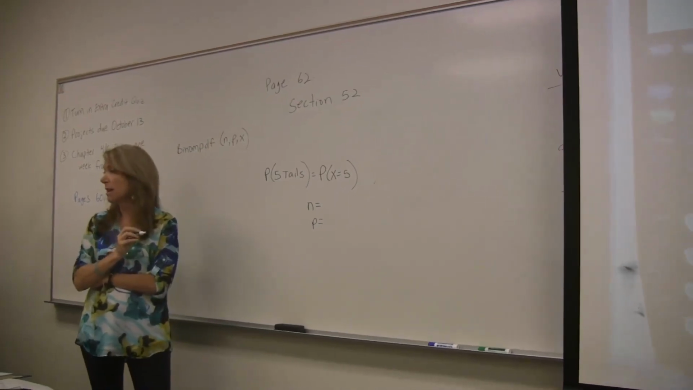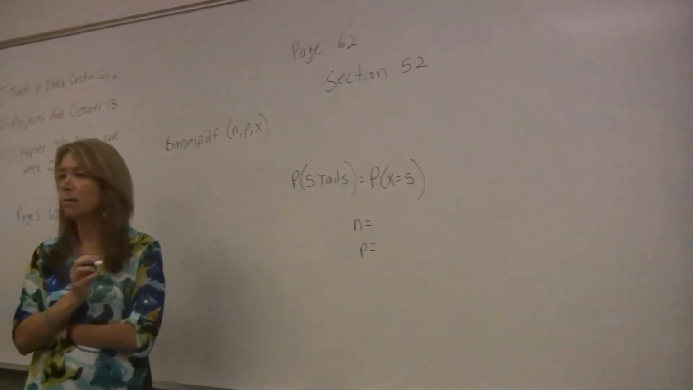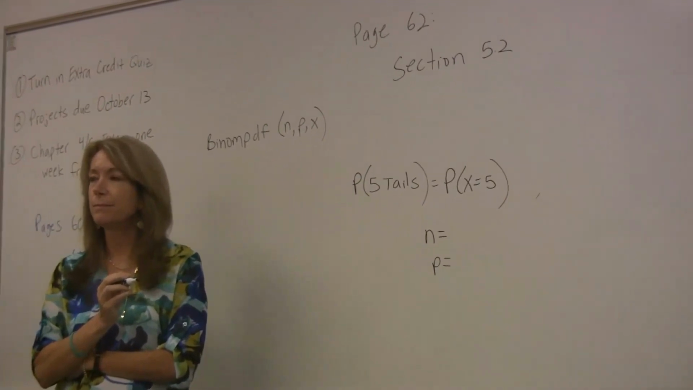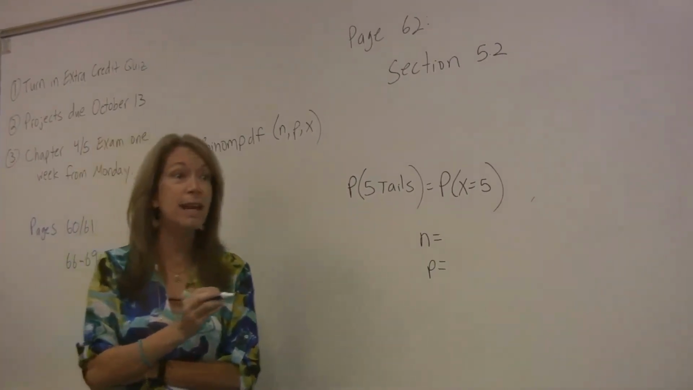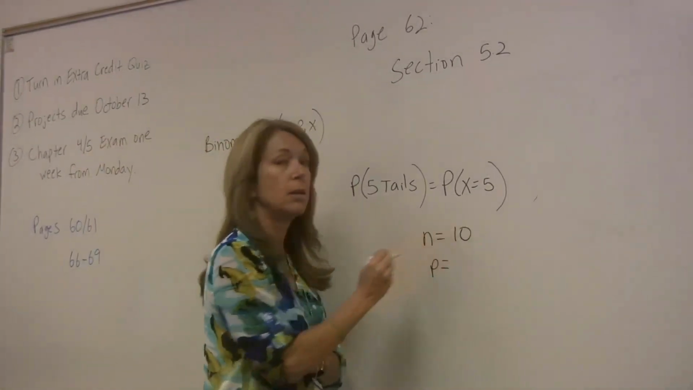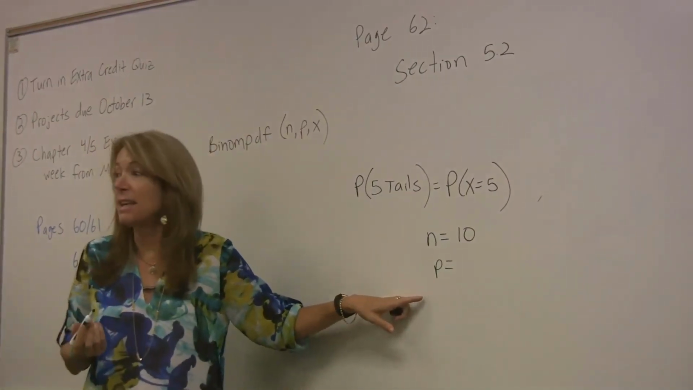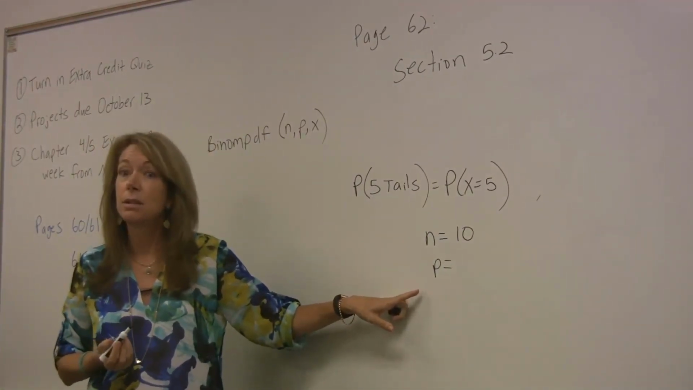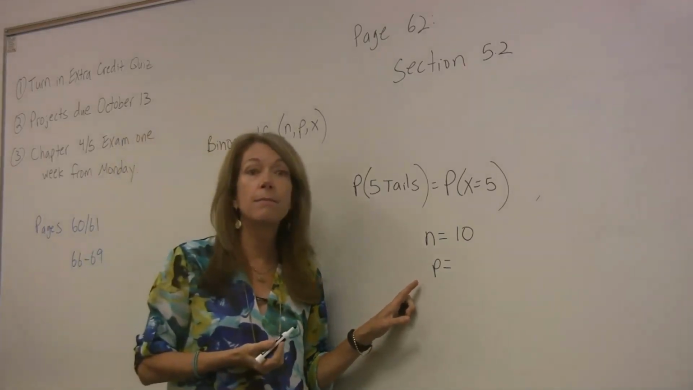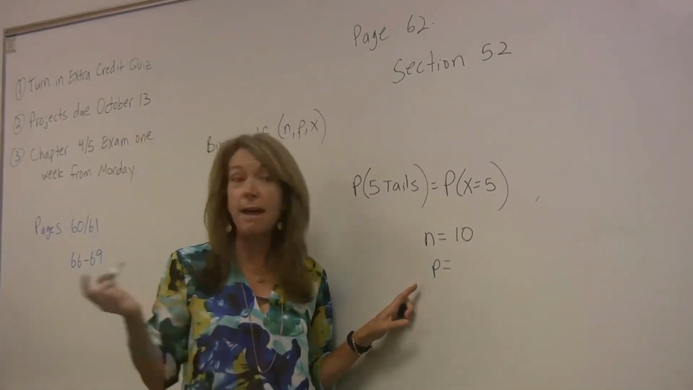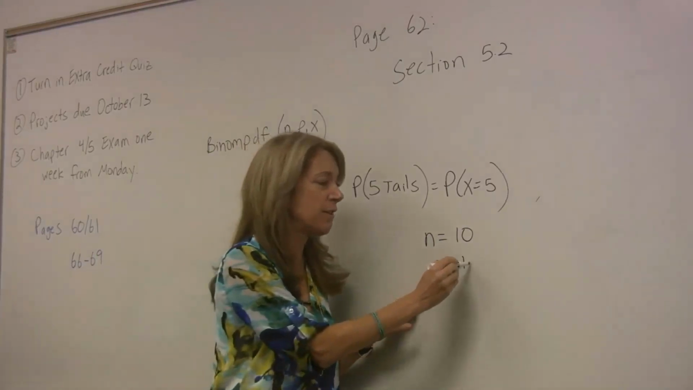This is referring to example 1. You have to flip back and read it. What was n? 10. I was flipping the coin 10 times. And p is the probability of a success. A success in this case is flipping tails. What did I hear? Somebody said something. 1/2? 0.5? Whether you use decimals or fractions, I don't care.